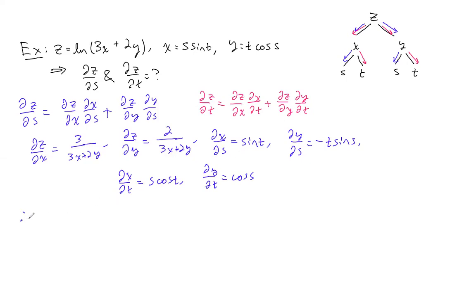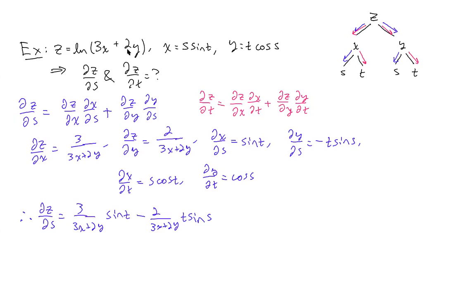The upshot of all of this is that we can now conclude that del z del s is the same thing as, let's see if we can just do it all together. Del z del x times del x del s is 3 over 3x plus 2y times sine of t, minus 2 over 3x plus 2y times t sine of s.